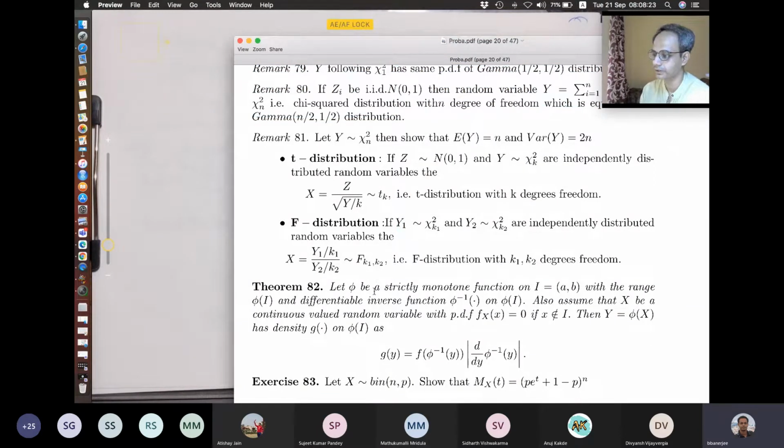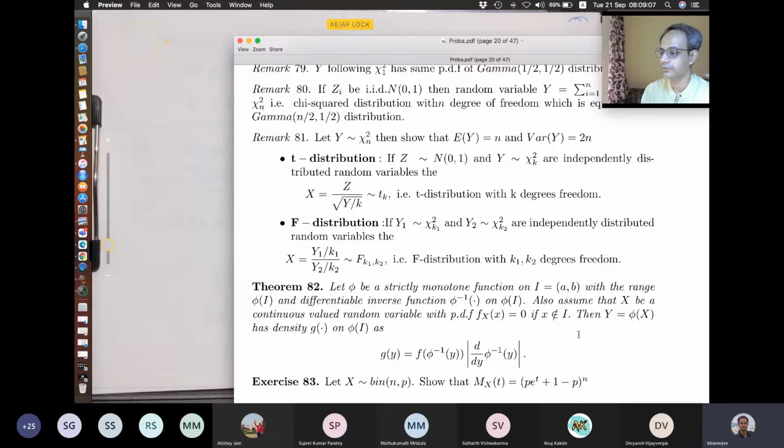So this theorem says: let phi be a strictly monotonic function on the interval a to b with range phi of I, and it is differentiable with differentiable inverse. Also we assume that X is a continuous valued random variable such that the PDF exists, and the PDF takes value 0 if it doesn't belong to I. So that means the PDF is completely supported on the interval a to b.